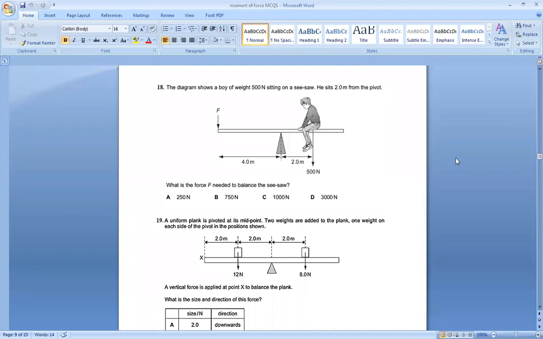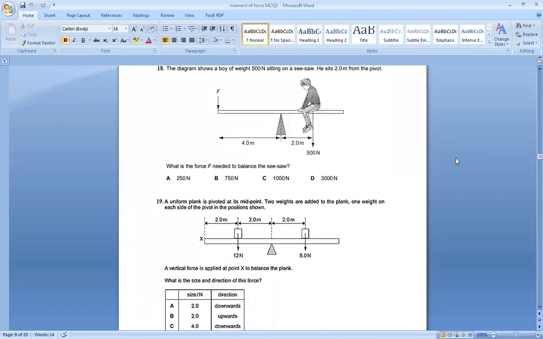To balance, we have to use the principle of moments. For the principle of moments, the anti-clockwise moment should be equal to the clockwise moment. For the anti-clockwise moment, I'm taking F multiplied by 4 is equal to 500 multiplied by 2. So my option would be 250 Newton.